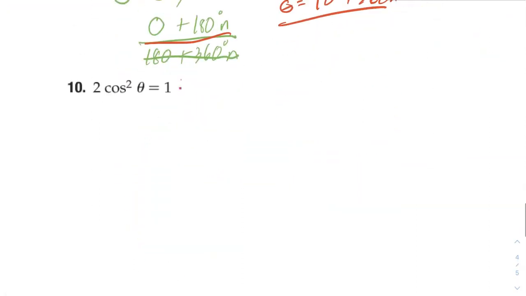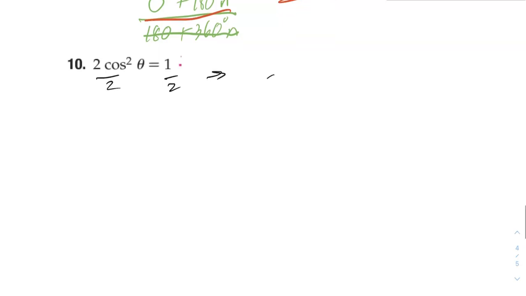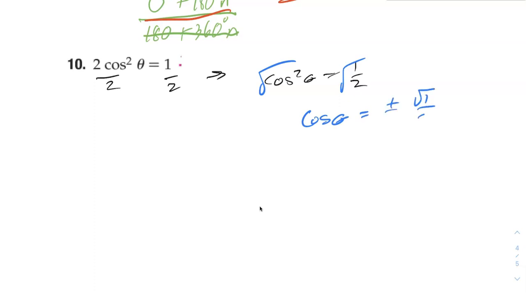Okay, last one. So 2 cosine squared theta equals 1. So we're going to divide by 2. So I get cosine squared theta equals 1/2. Now I have the square, so I can get rid of that. So we're going to square root both sides. So we're going to get cosine theta equals plus and minus radical 1 over 2, also just known as 1 over rad 2, plus and minus. If we took a square root, so plus and minus.